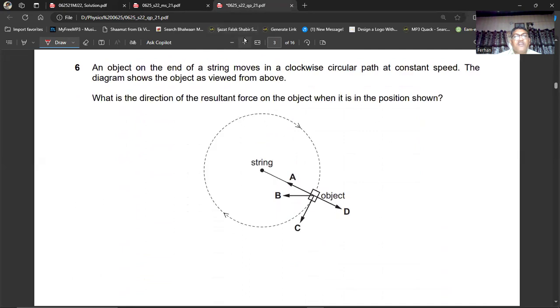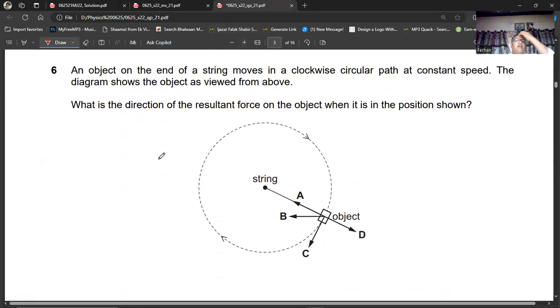Question number 6 is showing up on your screen. An object on the end of a string moves in a clockwise circular path at constant speed. The diagram shows the object as viewed from above. What is the direction of the resultant force on the object when it is in the position shown?